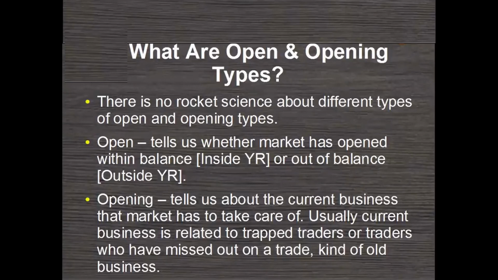Open and opening types. What do I mean by that? As soon as the market opens, market profile has a very nice way of finding out whether the market is opening in balance or it is opening out of balance. Balance, as you can probably make out, means that both the buyers and sellers are basically equal in their strength and nobody is able to move the market directionally.